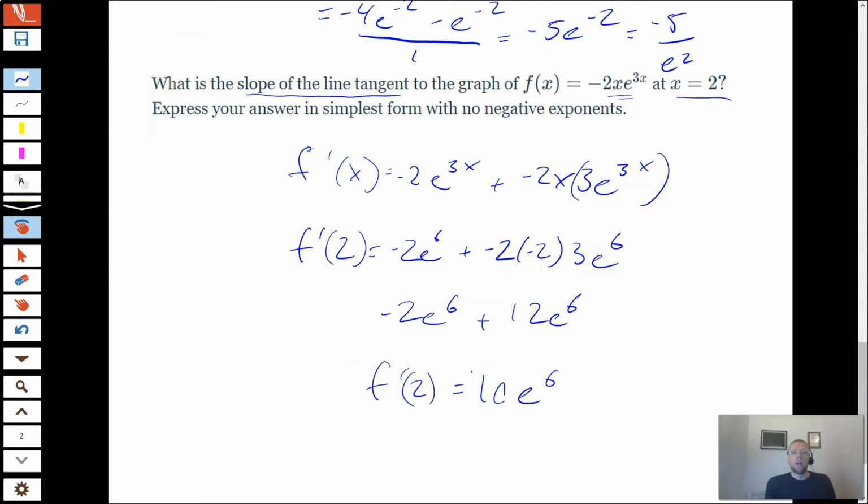Okay. So again, look out for quotient rule, chain rule, and product rule on these, and then you're just plugging in your given x and simplifying.